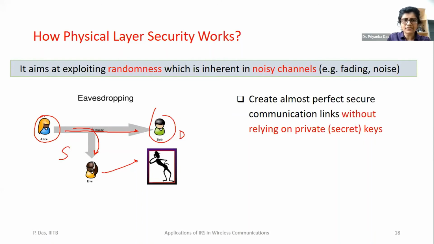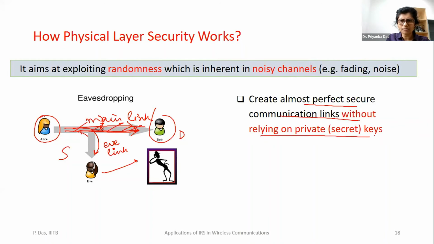How we are going to ensure that is a separate story. But as of now, from a layman's perspective, I want to make the main channel from Alice to Bob very, very strong compared to the channel from Alice to Eve. The Alice-Bob channel is also called the main channel or main link. I want to make the main link very strong compared to the eavesdropper link. It creates almost perfect secure communications without relying on private keys.